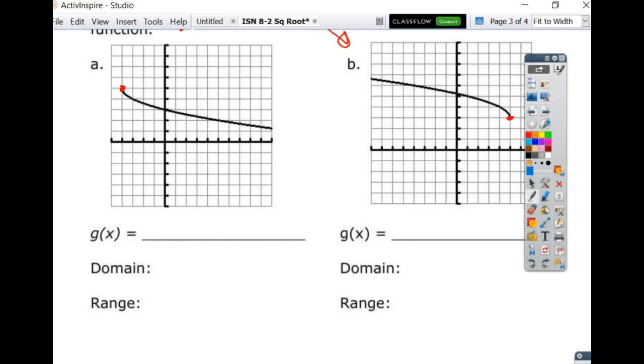I will. All right. So this one is upside down, right? Okay. So I'm going to put a negative on the outside.